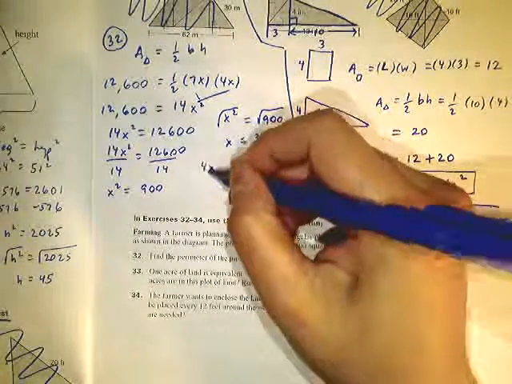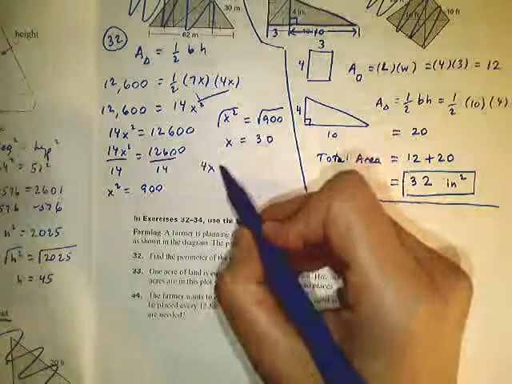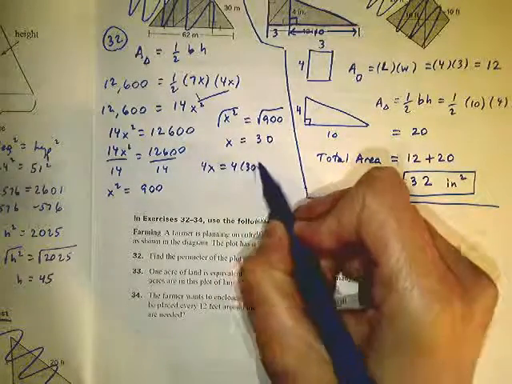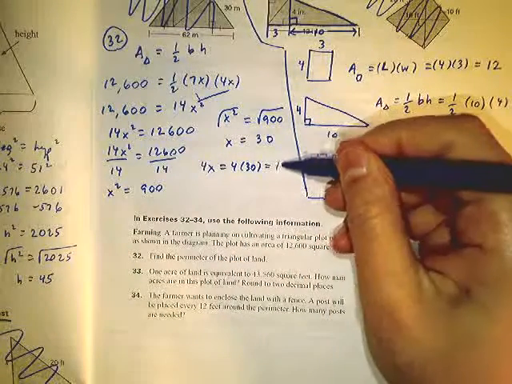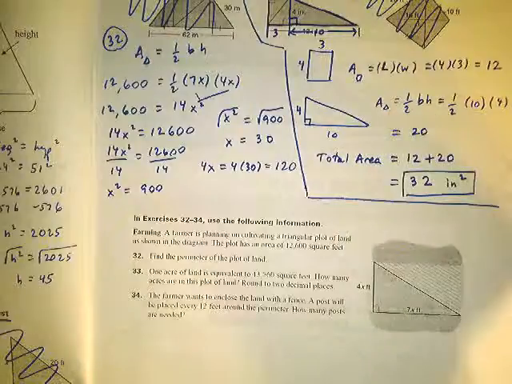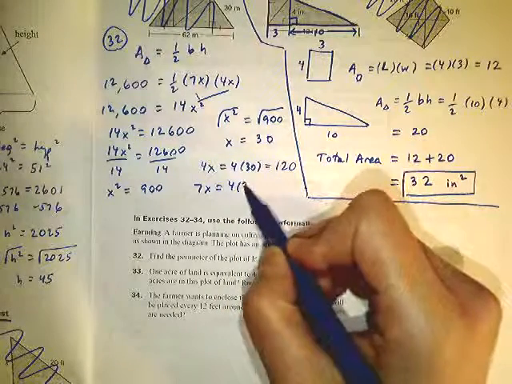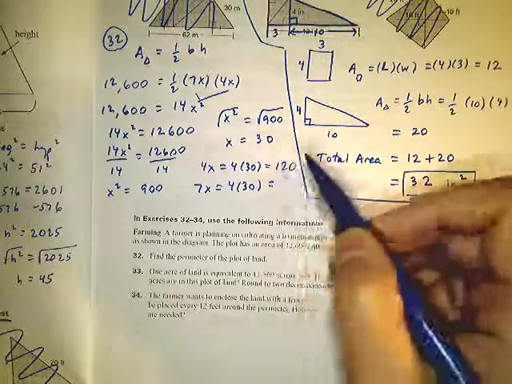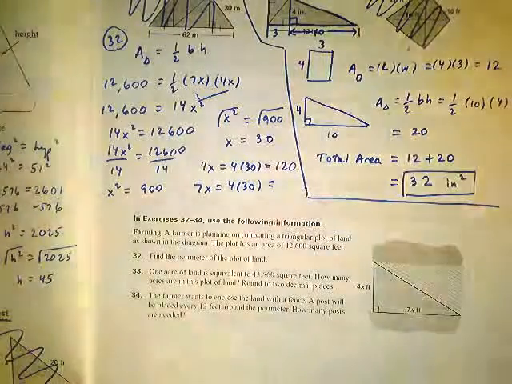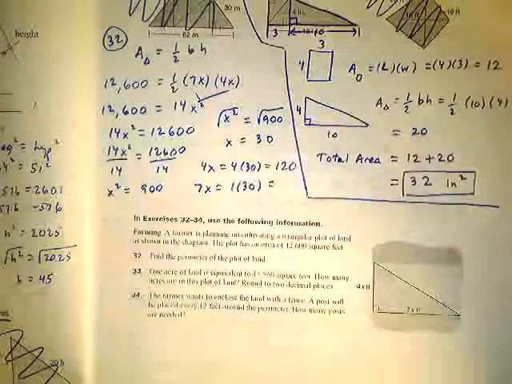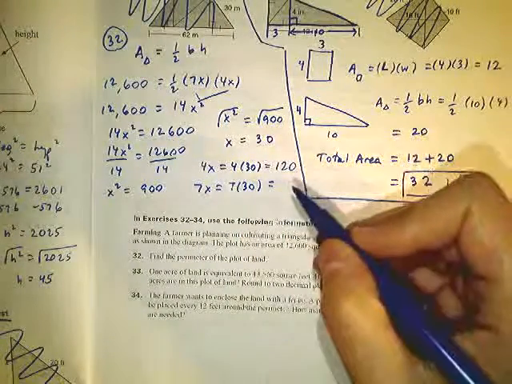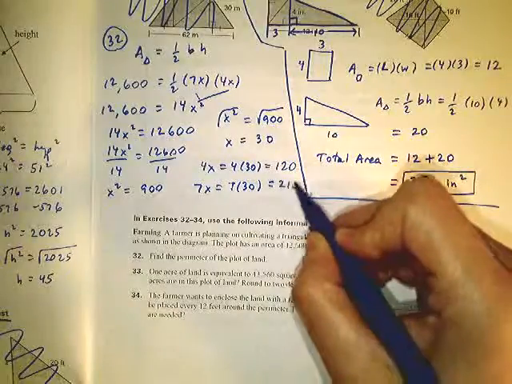So the side, this one here, which is 4x in length, would be 4 times 30 feet, which would be 120 feet. And the other side down here is 7 times x, which we now know is 30. So we get, oops, did I write 4? I don't know why I did that. Here we go. 7 times 30, which is 210 feet.